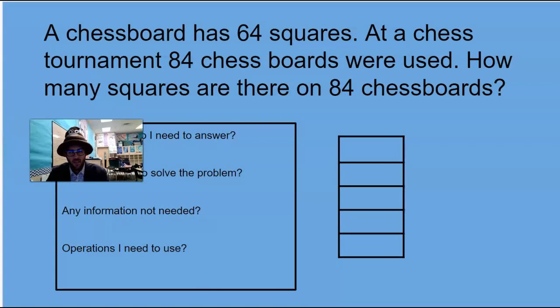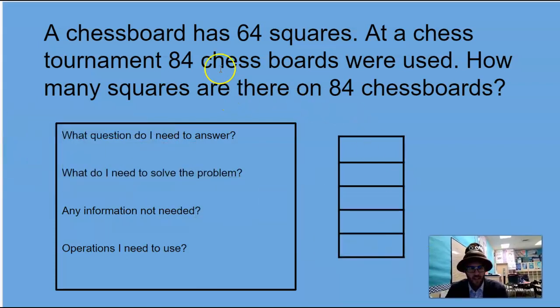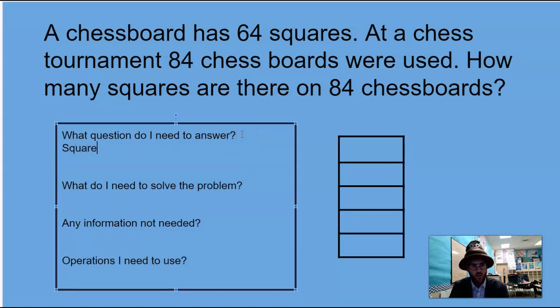So we have a chessboard that has 64 squares. At a chess tournament, 84 chessboards were used. How many squares are there on 84 chessboards? Well, again, I need to know about the squares on a chessboard. So I'm going to write squares on a chessboard, because I need to know how many squares there are.